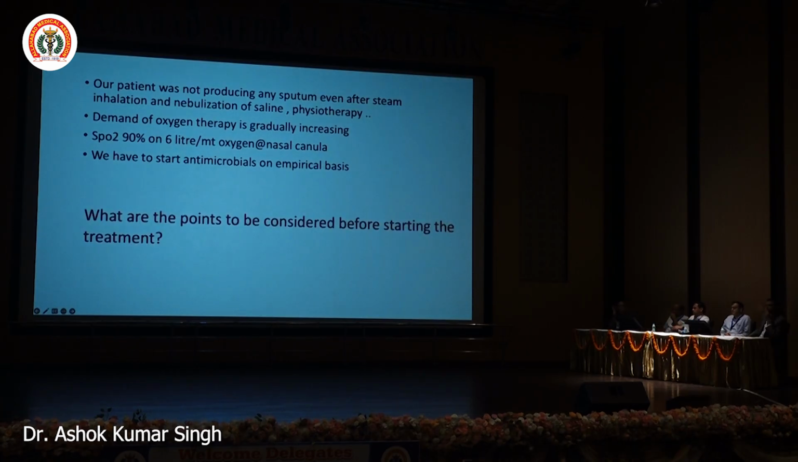So what are the points to be considered? Because the patient has already received Augmentin and azithromycin. So what antibiotics will you plan in this patient, because we don't have any other investigation at this time and your patient is deteriorating? What are the points which you have to consider before planning the antibiotic in this patient?